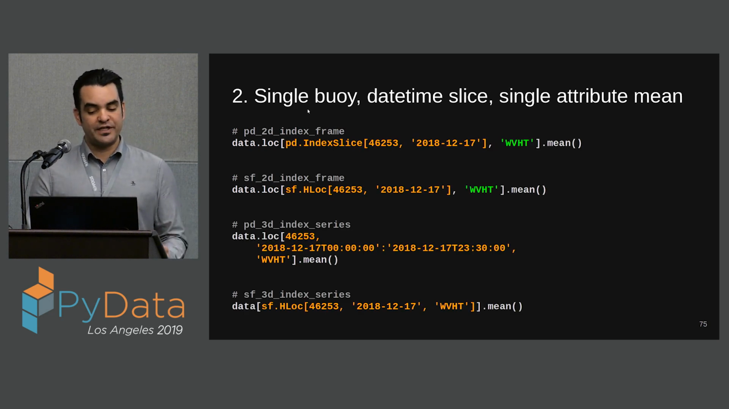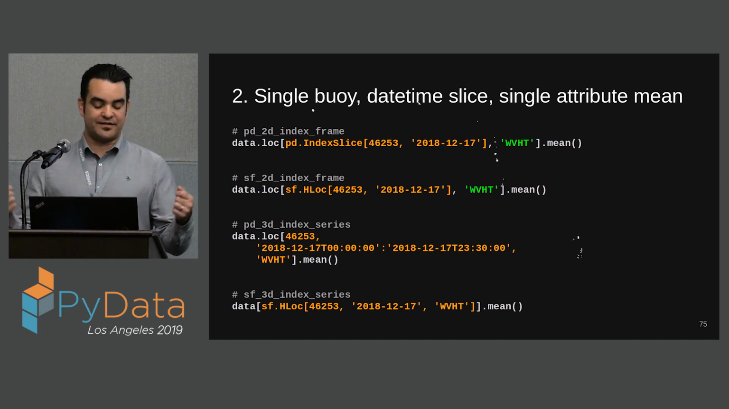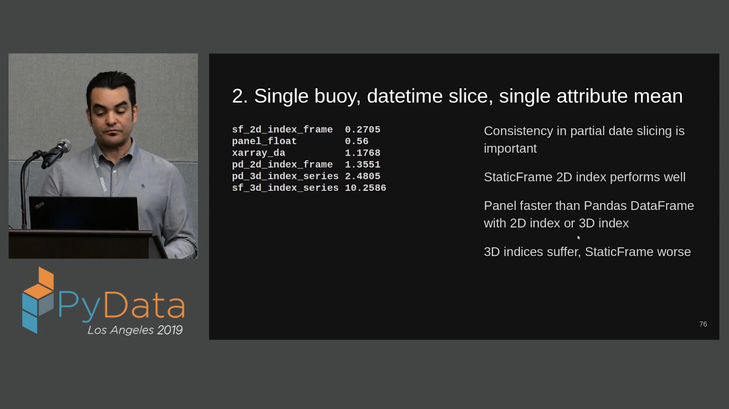For a two-dimensional index on a frame, again, we use index slice or hlock, depending if we're using pandas or static frame. And again, in this case, the interfaces are identical. For working with the three-dimensional index on a series, in this case, I couldn't get pandas to match the entire date for one reason or another. So I actually had to construct a slice between the timestamps. For static frame, we can just give it the date and everything works consistently as we would expect.